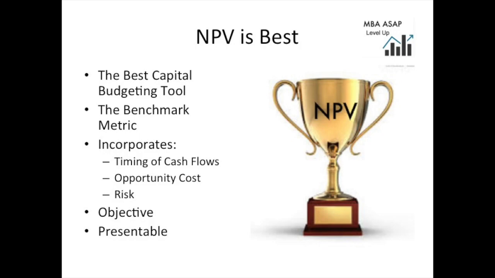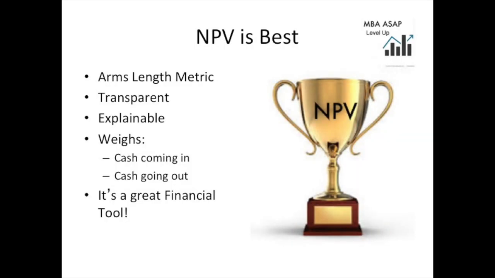NPV is objective in the sense that if we have good forecasting and good, accurate discount rates, we can lay this out and calculate it in a way that is presentable and explain it to anybody. It's an arm's length metric. NPV is transparent. We could sit down together with a spreadsheet and go over it and explain all the assumptions to each other. Net present value weighs the costs and benefits of cash coming in versus cash going out and gives us an objective, arm's length, and transparent metric for capital budgeting.